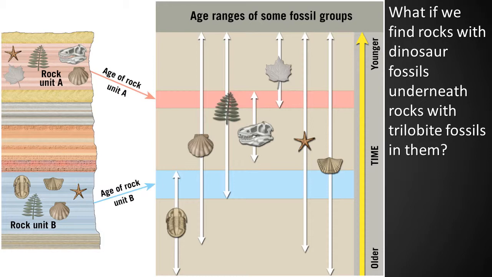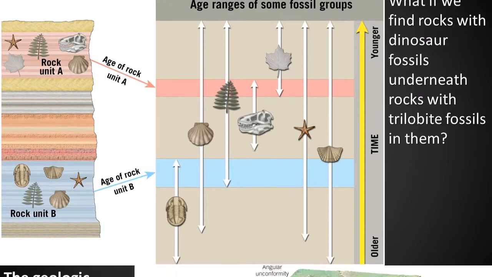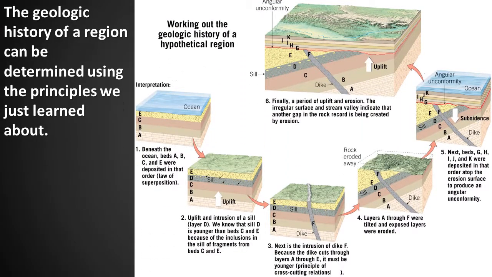What if we find rocks with dinosaur fossils underneath rocks with trilobite fossils in them? There must have been a geologic event that placed older rocks above younger rocks. An earthquake fault or a landslide could do this. What are the principles we just reviewed?